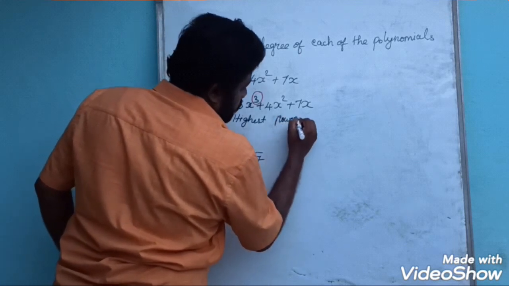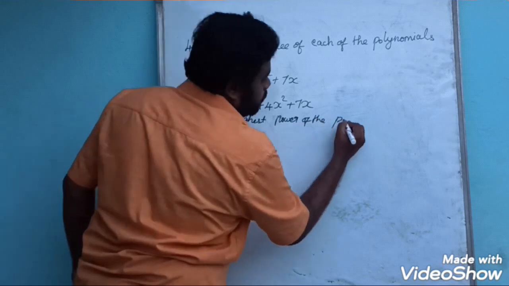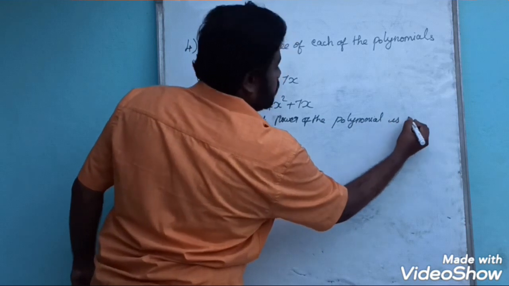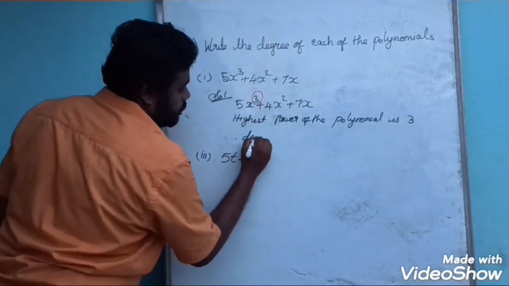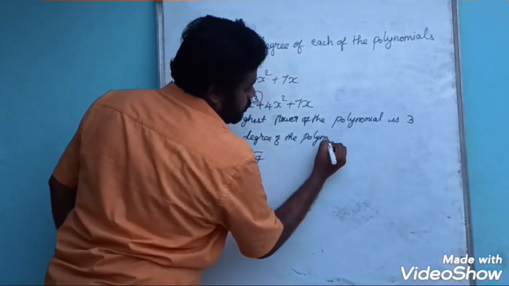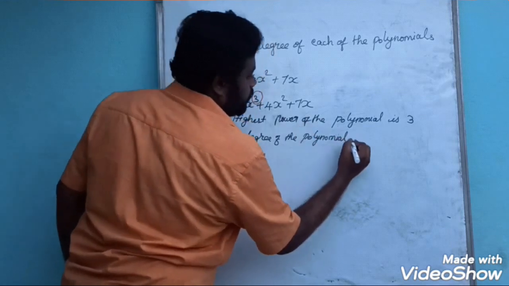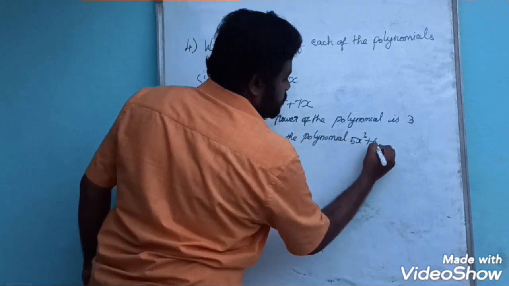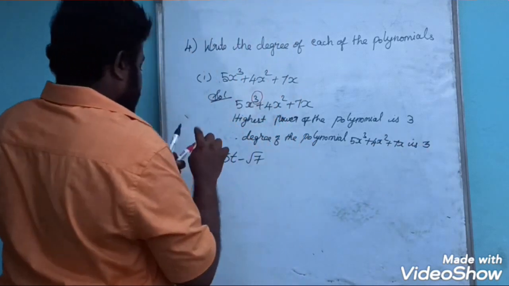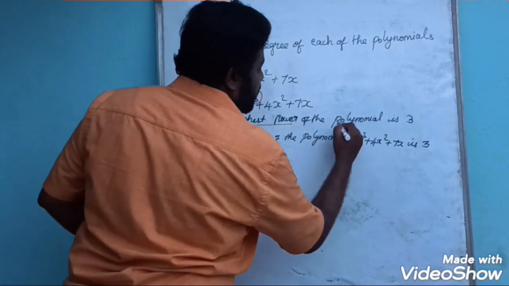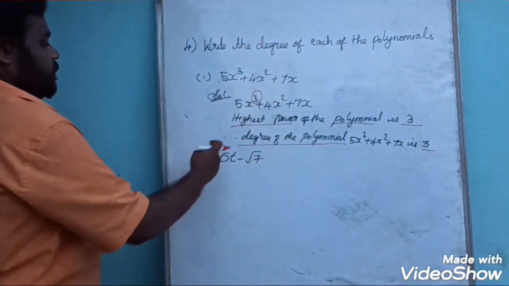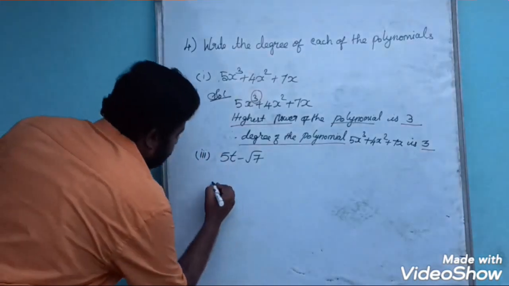So the highest power of the polynomial is 3. Therefore, the degree of the polynomial 5x cube plus 4x square plus 7x is 3. Already we know that the highest power of the polynomial is 3, so the degree of the polynomial is 3.